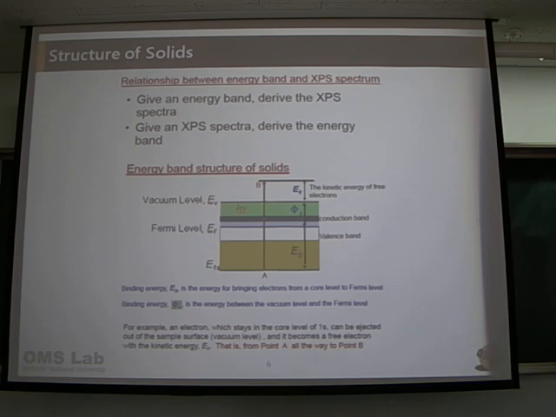Why are you explaining the vacuum level and Fermi level? Because in this spectra, this is interrelated with the surface. And you're going to talk about the Auger electron as well? Yeah. Okay, go ahead.